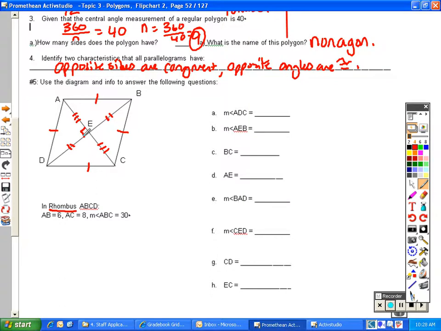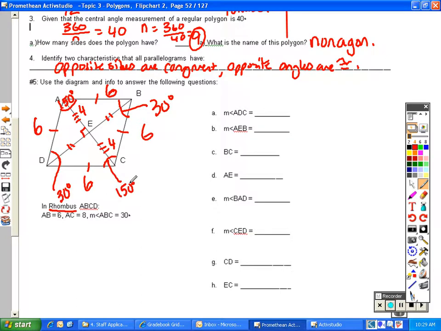Okay, knowing this, knowing that AB is 6, tells us all the sides are 6. Knowing that AC is 8, tells us that each part is half of that, it's 4. And knowing that angle ABC is 30 degrees, this whole angle is 30 degrees, tells us that this angle is 30 degrees. It also tells us that the other angles, A and C, are supplementary to 30, which means these have to be 150 degrees.